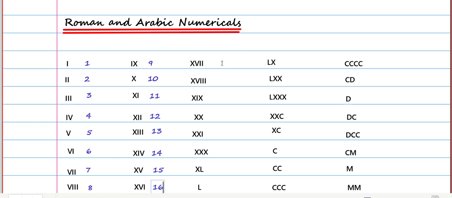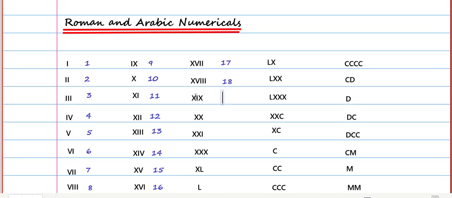These are very simple, but we are going to discuss some interesting Roman and Arabic numericals in the third and fourth row. So what will be this? This one will be 17. This is going to be 10 plus 5 plus 3, 18.